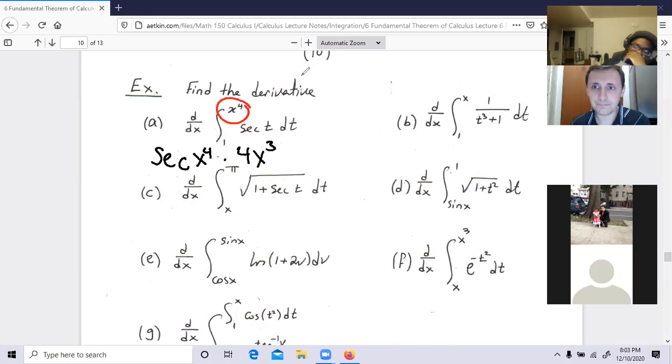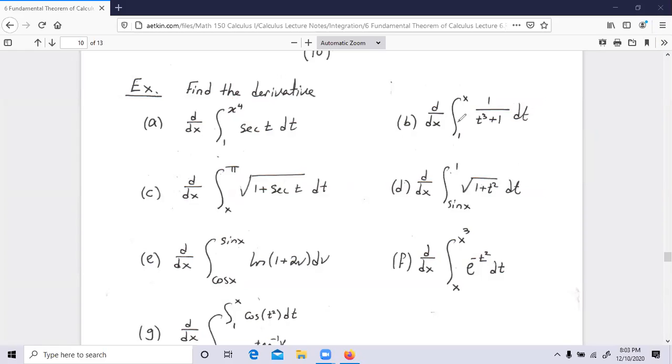Yes? Let's see if you understand that. Go ahead and please calculate the derivative in B. What's the answer?